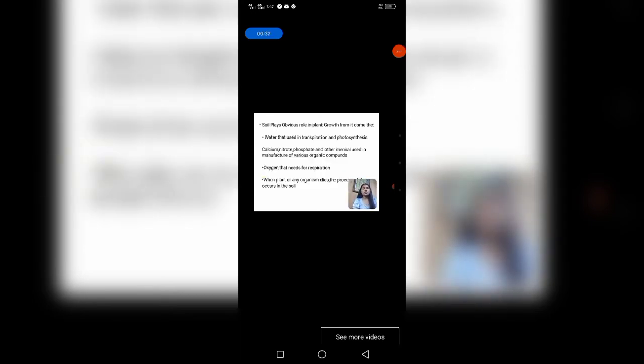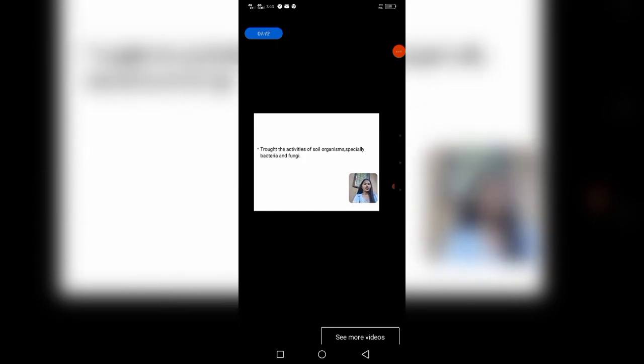Soil is the place of nutrition. The roots of plants grow from it. Water is used for transportation and photosynthesis. Calcium, nitrogen, phosphate, and other minerals are used in manufacture. Organic matter and compost are valuable. Oxygen is needed for respiration, which the plant or any organism dies in the process of decomposition of the soil.